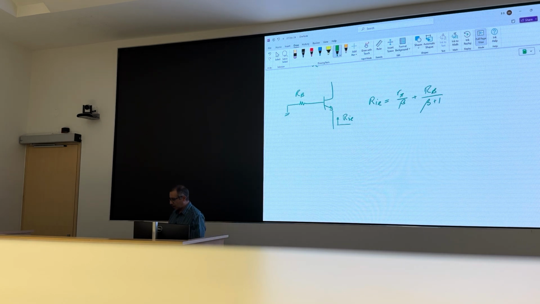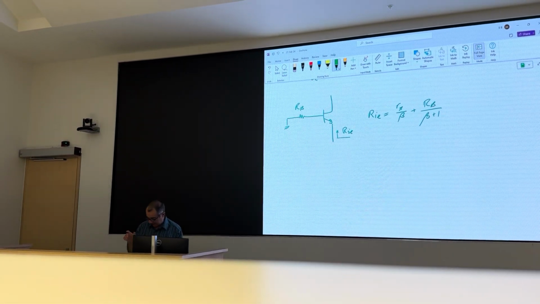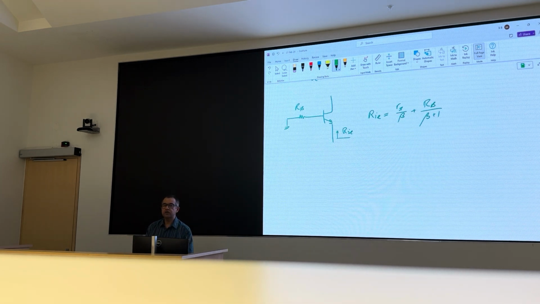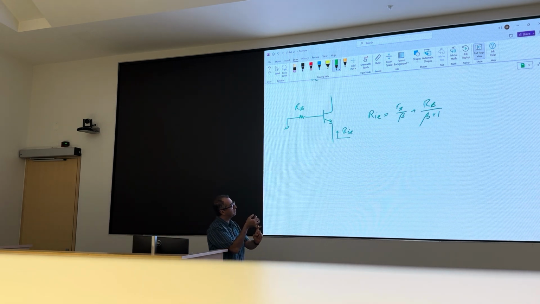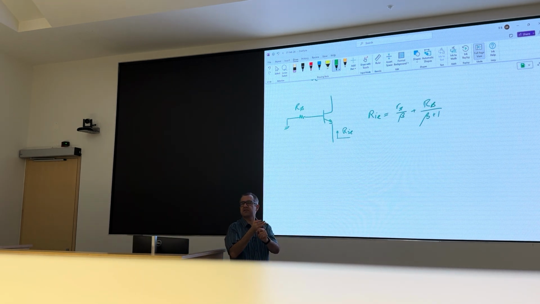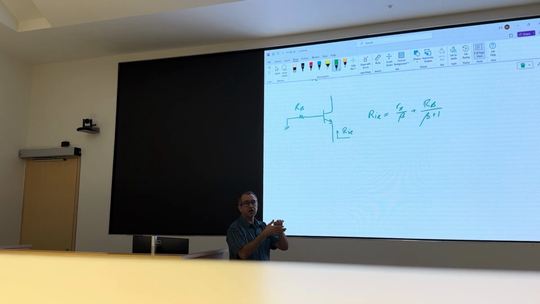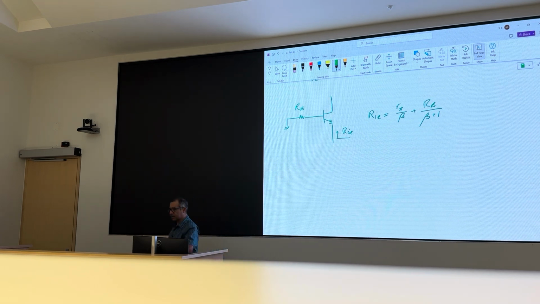Okay, that's the end of the lecture for today. For next lecture, we are going to talk about how to make amplifiers. Now we know how to calculate input and output resistances. Calculating gain is the same thing: use the small signal model, solve it, and we're going to use this information to make amplifiers.